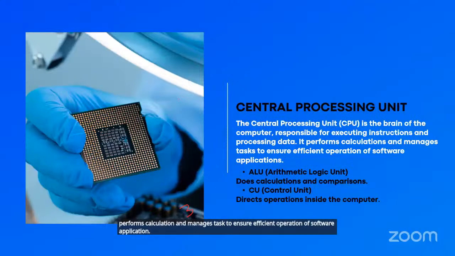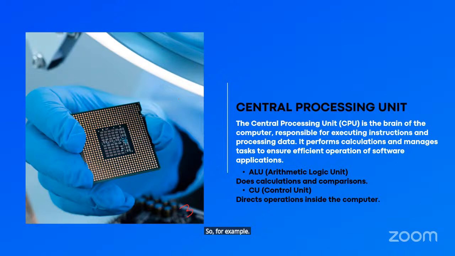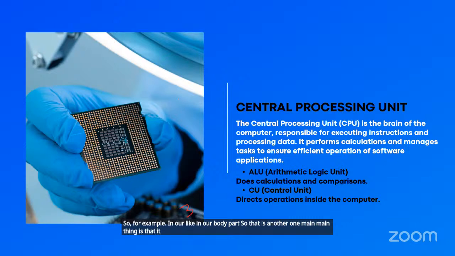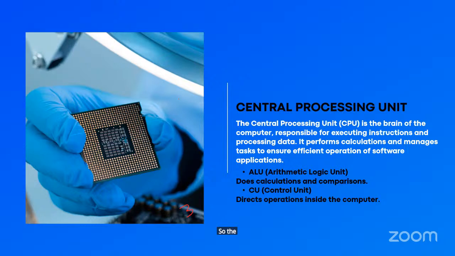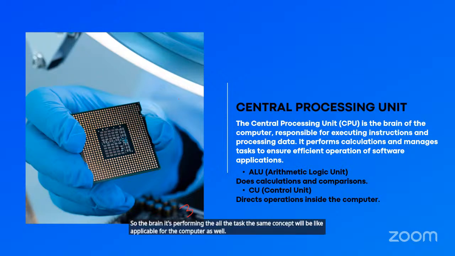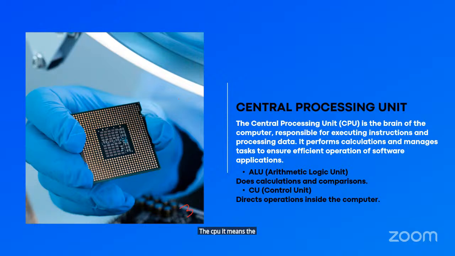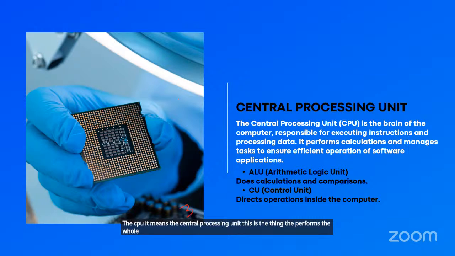For example, in our body there is one main thing called the brain, in our human body. The brain performs all the tasks. The same concept is applicable to the computer as well. The CPU, the central processing unit, is the thing that performs the whole execution and instruction tasks.